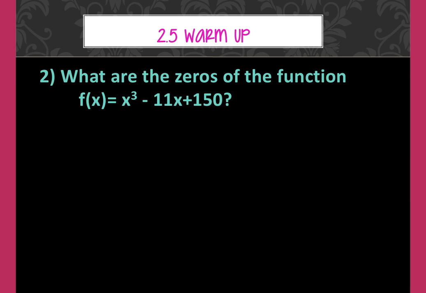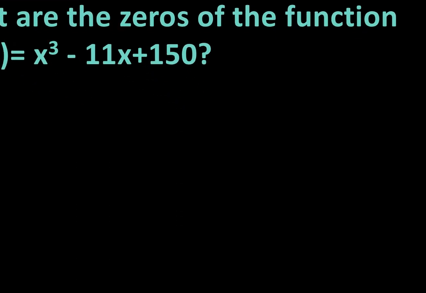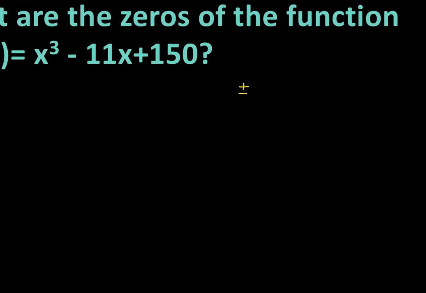All right, number 2 says, what are the zeros of the function? So this is not quadratic, which means I can't use the quadratic formula, right? It's an x to the third. So if I have no idea where to start from, what do you have to do? Plus and minus last over first. Really, it's just last. 1 and 150.